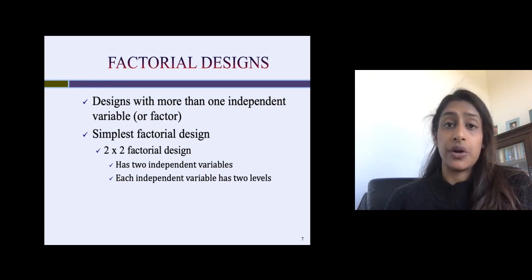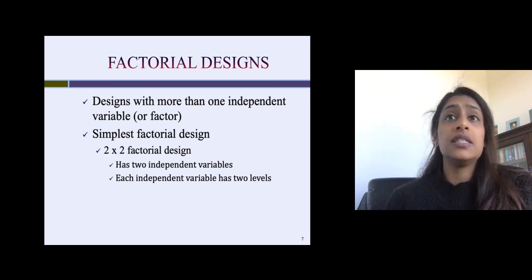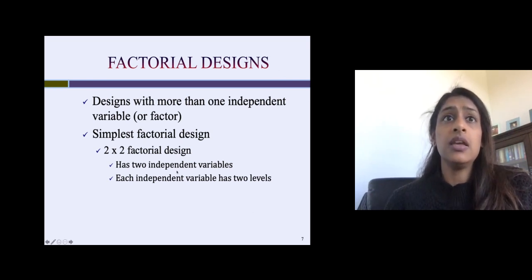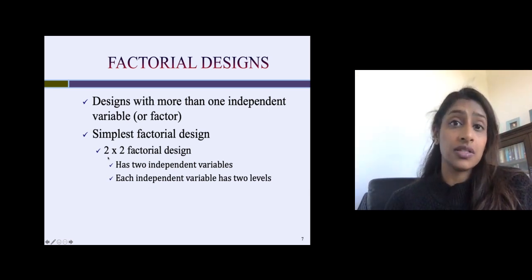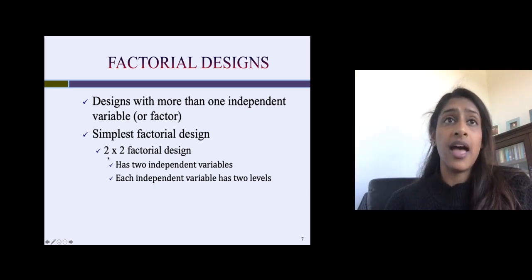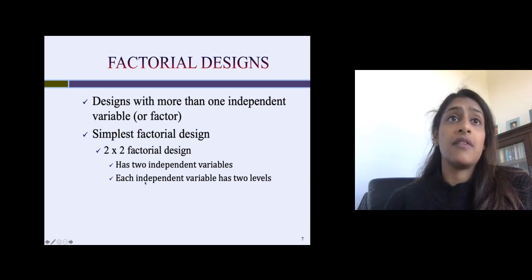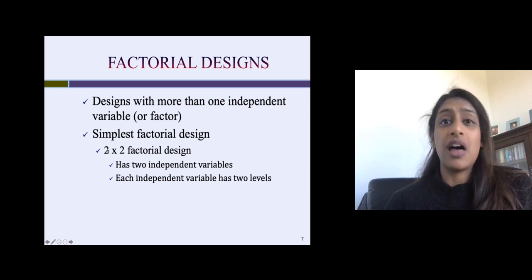Now the simplest factorial design is going to be a 2 by 2 factorial design. Each of these numbers here that you see, this 2 and this 2, this value stands for one independent variable. This value stands for another independent variable. The 2 then tells us how many different levels of each independent variable that we have. So here we have 2 independent variables, each with 2 levels within that independent variable, right?